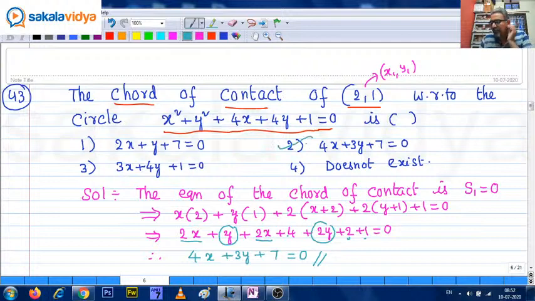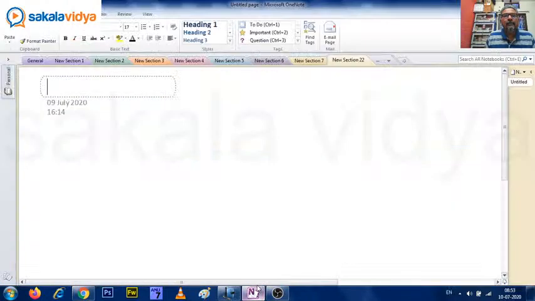Option 2. Here actually we cannot verify because the P point may be inside or outside. If it is on the circle, then the chord of contact becomes tangent. That's why verification is sometimes not entertained. Only few times we can apply. Right. Okay, next.